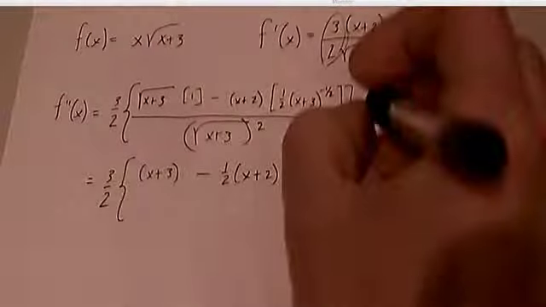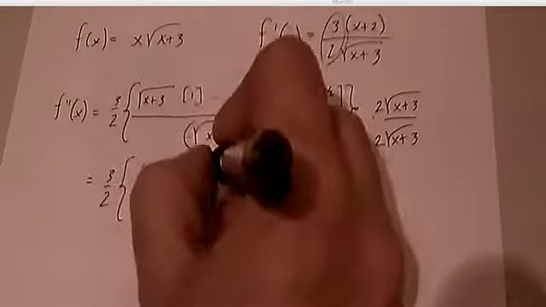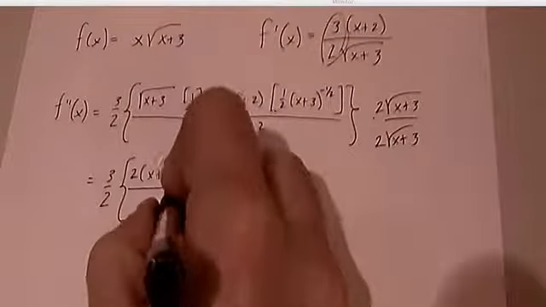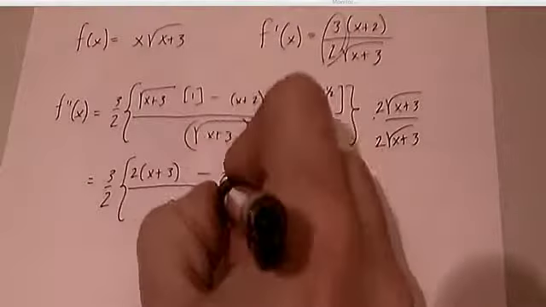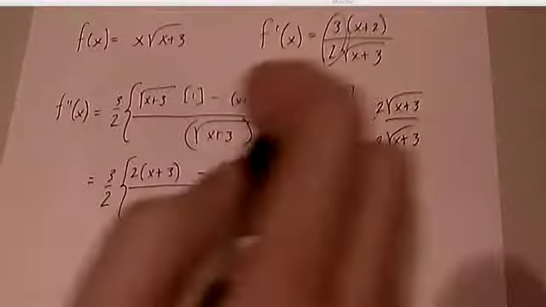Well, I guess what we could have done is multiplied by 2 root x plus 3 in order to get rid of that and get rid of the fraction within the fraction. And what we wind up with is 2 times x plus 3. Well, that's going to be x plus 3 just in general, because the square root and the squaring cancel each other out. And so that's going to be to the 3/2. Well, that's 2x plus 6 minus x minus 2.